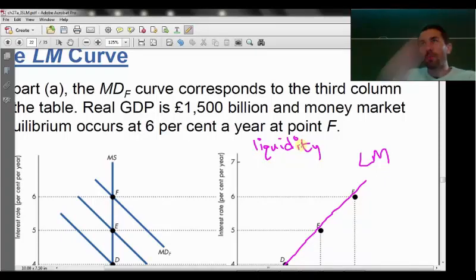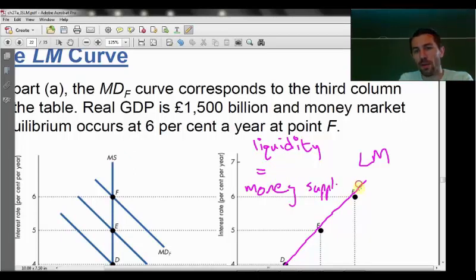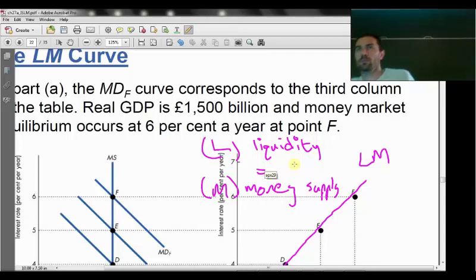So money demand is your demand for liquidity. So L, liquidity, equal to money supply, MS. So where money demand, liquidity, equals money supply. Where L equals M, LM curve. Okay?